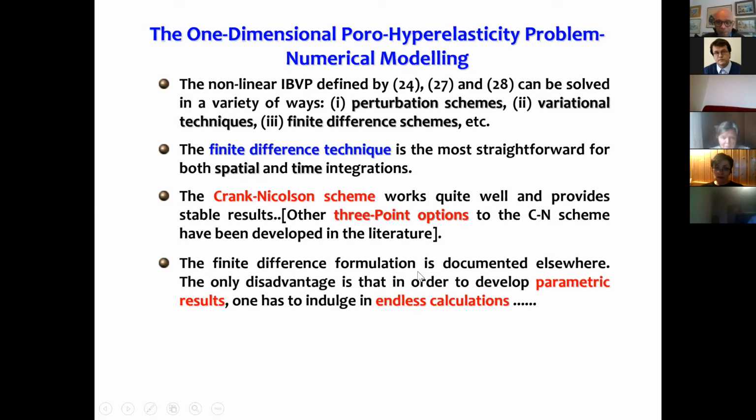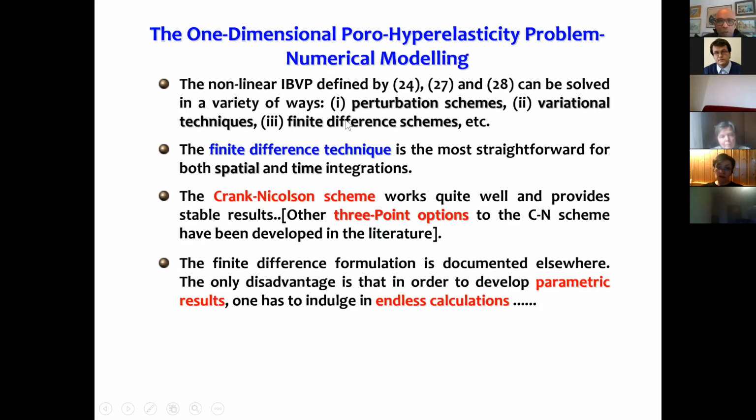The only problem is really that when you deal with problems like this, you cannot get general results. So every time you change, for example, the strain energy function, I had to do the calculations over again. So there are lots of calculations that need to be done, but this is the price you have to pay if you want to formulate the problem correctly.